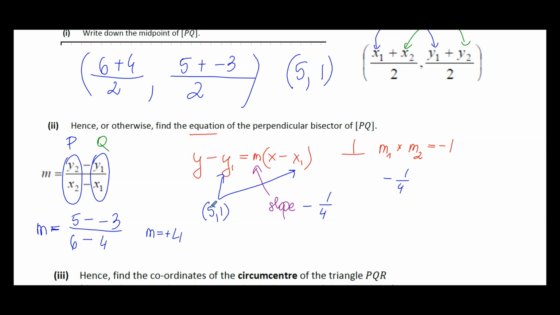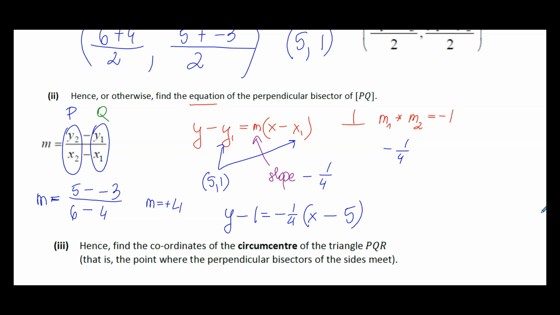So we fill in the numbers: y remains y, minus y1 will be 1, equals, instead of m, the slope minus 1 over 4, multiplied by x minus x1, which is 5. Now, what do I do with this? I have to make sure it's one of the acceptable forms since they didn't specify. So either I have y on its own and move the other values to the other side, or all of them on one side of the equation and nothing on the other, whichever way you want to go. So let's move 1 to the other side, and at the same time, let's multiply out our brackets.